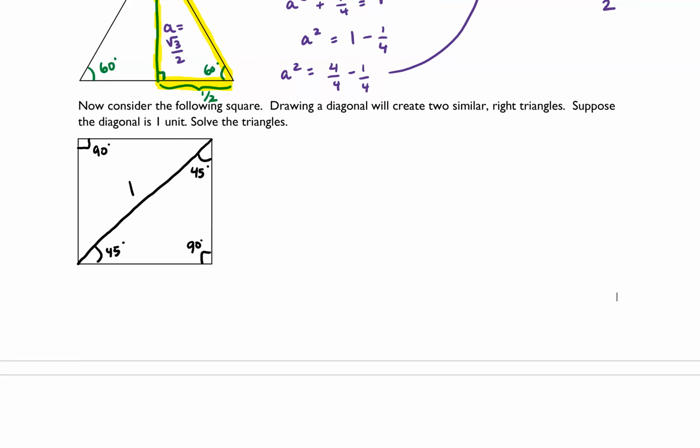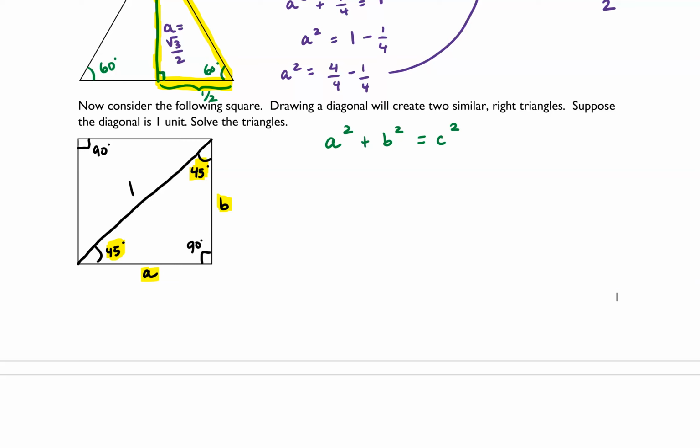Now, I'll label this length A and this length B, and there is a theorem in geometry that tells us that if this angle in our triangle and this angle in our triangle are the same angle, that means that A and B have to be the same length. And that's going to be really important when we're using the Pythagorean theorem to figure out what A and B are, because again, using the Pythagorean theorem, we get that a squared plus b squared equals c squared.